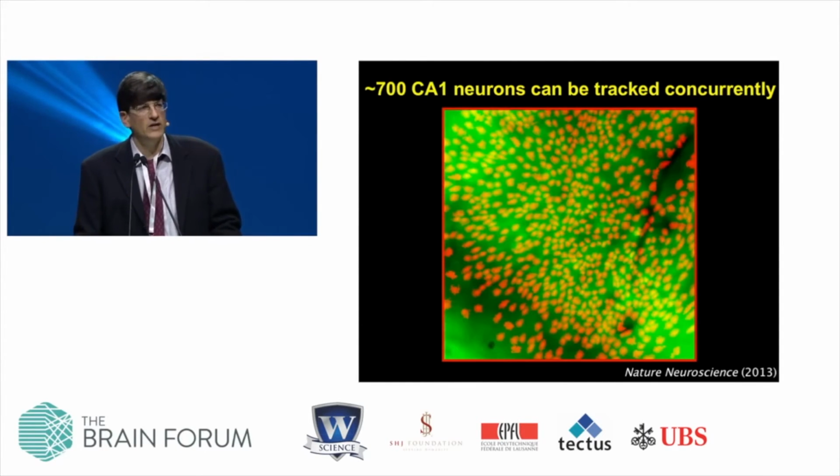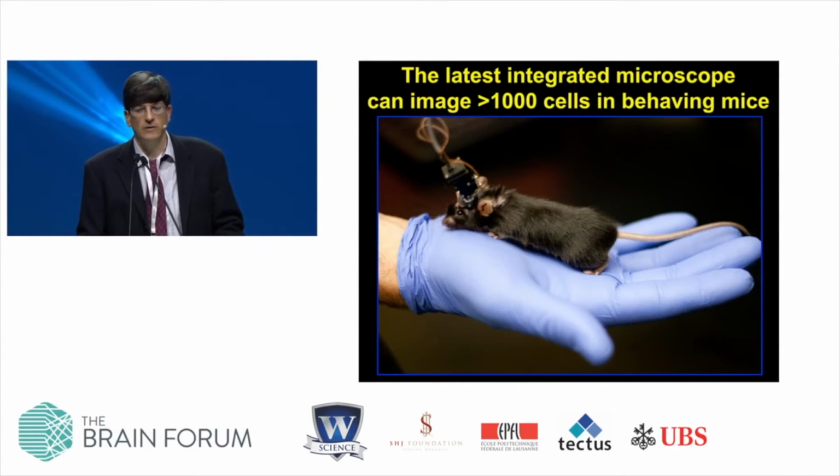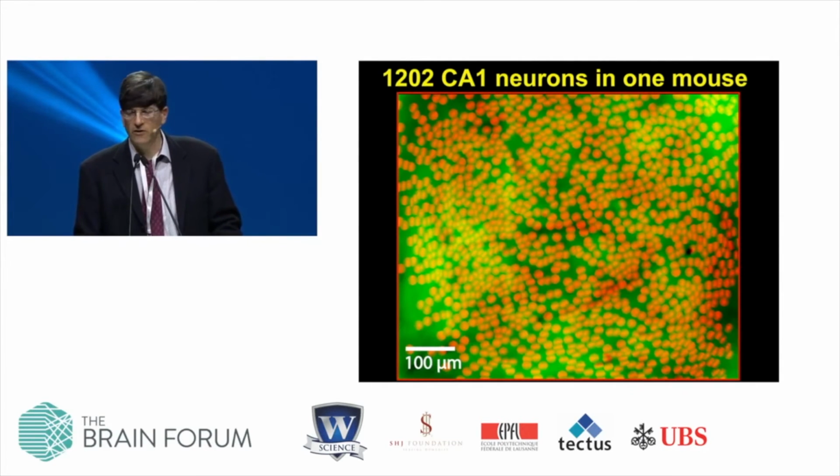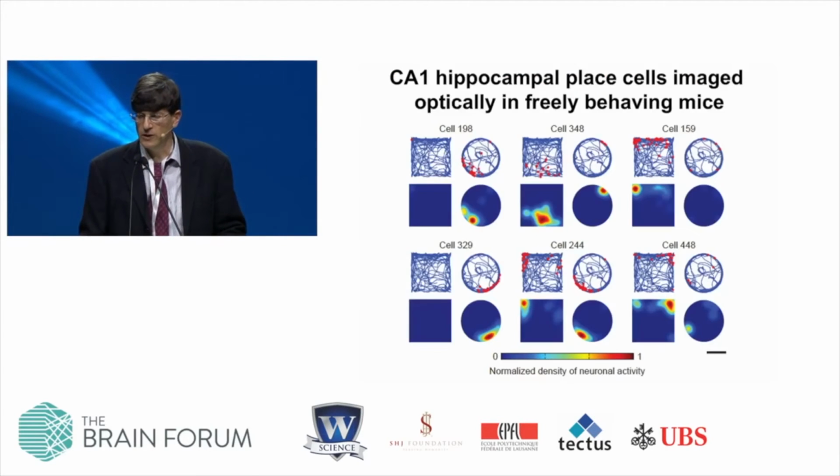From that video, we can extract computationally about 700 hippocampal pyramidal cells, seen here by way of their red cell bodies on top of the green fluorescence background image. The latest version of the microscope has a broader field of view. We can visualize about 1,000 neurons at a time. This is our best mouse ever. So we got, in this mouse, 1,202 CA1 pyramidal neurons in a single imaging session. And I would say this is not typical. 1,000 in hippocampus would be more typical.